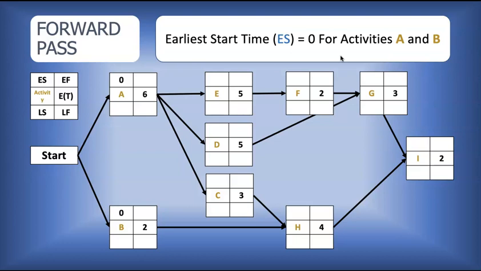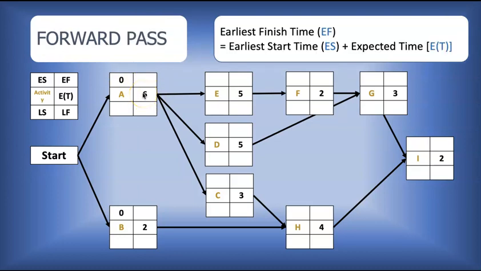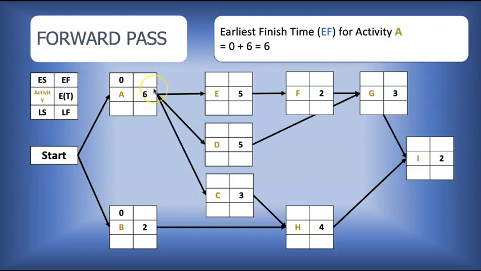Now, what's the earliest finish time for activity A? The earliest finish time is the start time plus the activity expected time. So for A, 0 plus 6 is equal to 6. For B, 0 plus 2 is equal to 2. So let's say these are weeks. If the activity starts at 0 and the activity takes 6 weeks, then the earliest we can finish is week 6. Similar for B, week 2. So we're moving forward now.